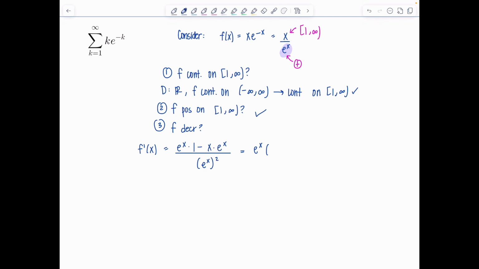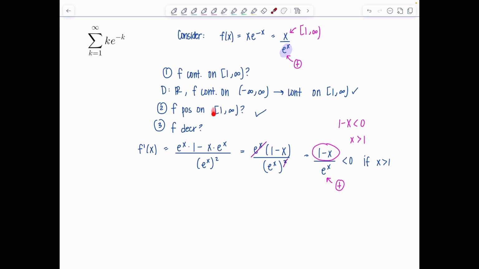Okay, e to the x times 1 minus x over e to the x squared. And then one of these e to the x's cancels, right? So then we're left with 1 minus x over e to the x. So can I say this is always negative? Let's check. Denominator's positive. What about 1 minus x? It would need to be negative in order for the derivative to be negative, which means x would need to be greater than 1. So this is less than 0 if x is greater than 1, but not equal to 1. Oh no, is that okay?